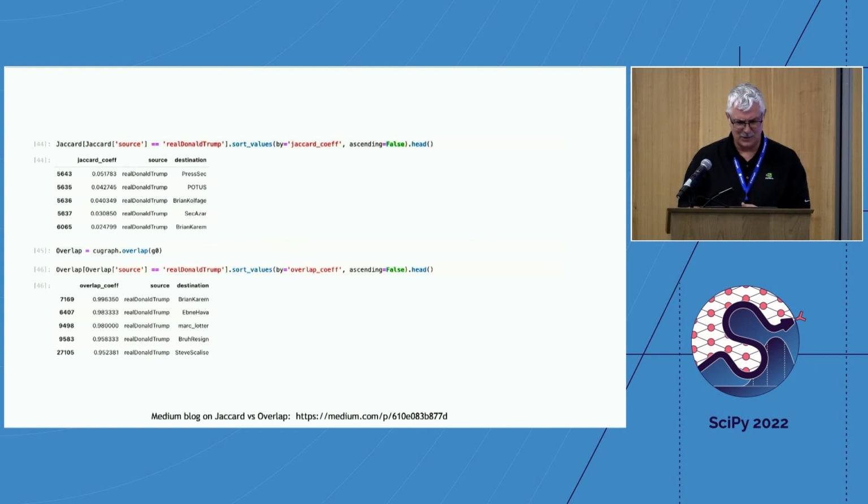So Trump was always popular during COVID time. But you can see that his similarity scores are incredibly low. So no one else in this cluster behaved the same as he did.